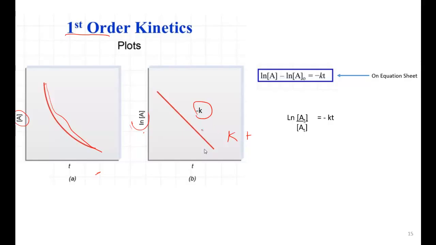So if I have a negative slope on one of these graphs, the slope is going to be the negative of K. Don't forget that. A lot of students will get that wrong on the test. Okay, if I look at the equation sheet, it gives me this equation, the natural log of the concentration of A minus the natural log of the initial concentration of A, which would be where I start, is equal to negative KT. I think it's often easier to think about that equation this way, but whatever works for you mathematically, as long as you get the right answers.